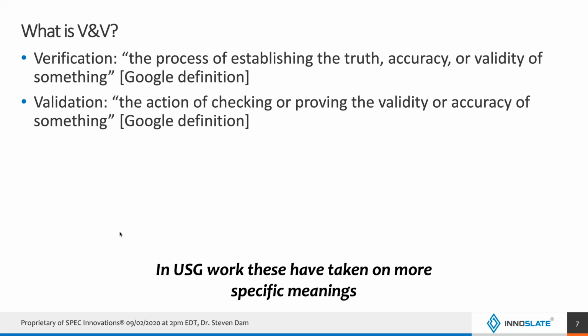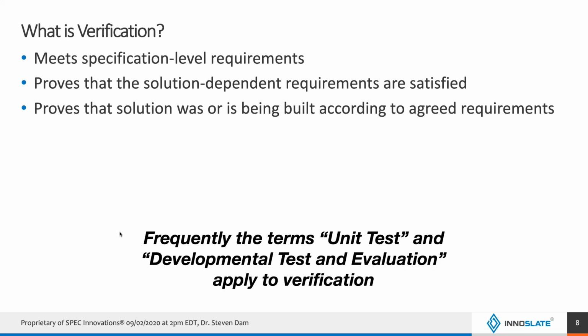With U.S. government work, we've really taken these to have much more specific meanings. In particular, as we look at verification, we're thinking about it meeting the specification level requirements, which are the solution-dependent requirements that are being satisfied. So you come down the V on the left-hand side, come up with the solution-dependent requirements. So you come up with a solution. Here are the requirements for that solution, and that's what you're testing against or doing your V&V activities against.